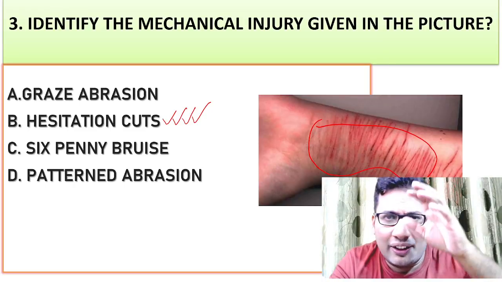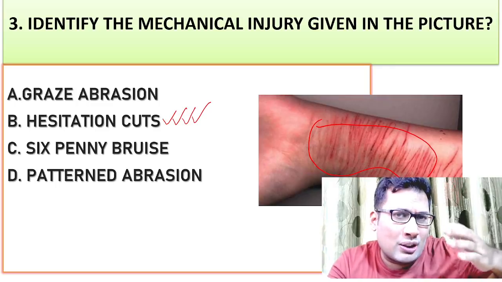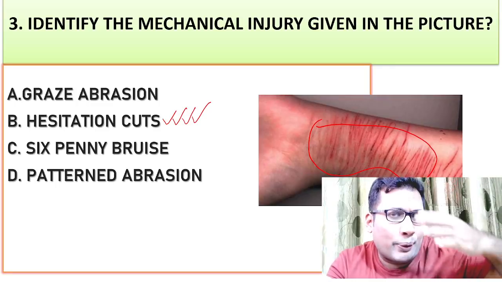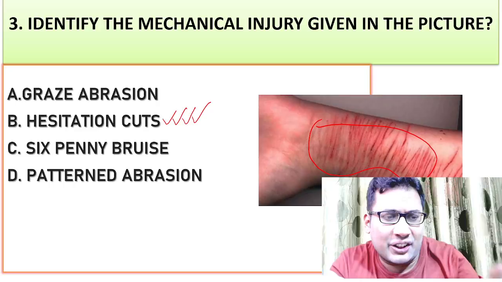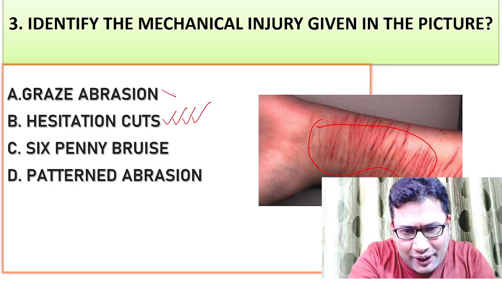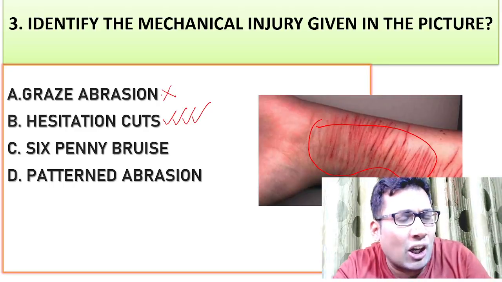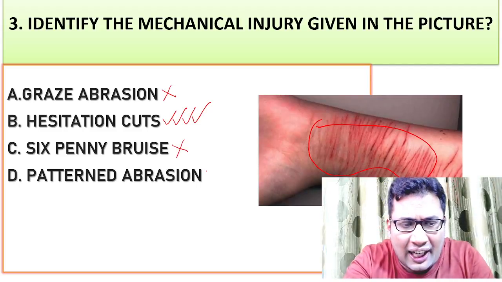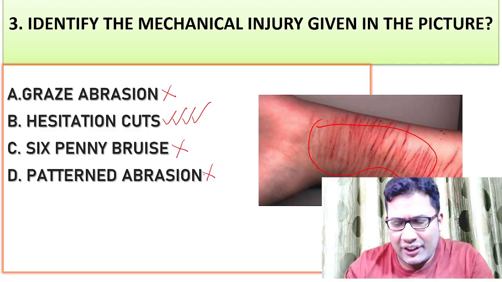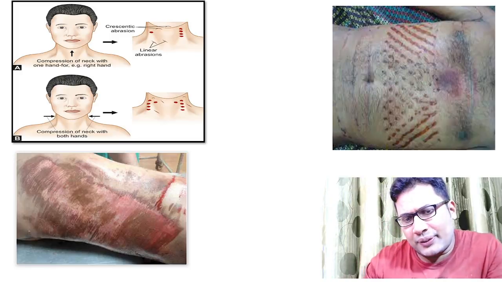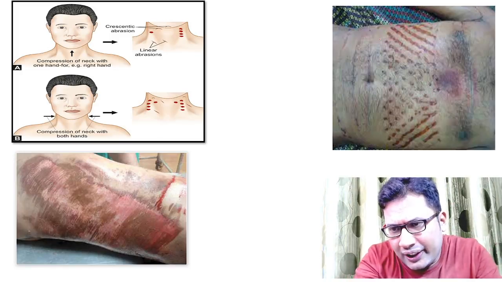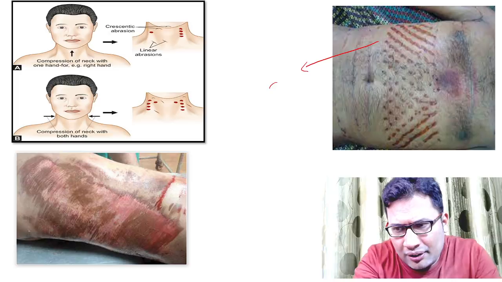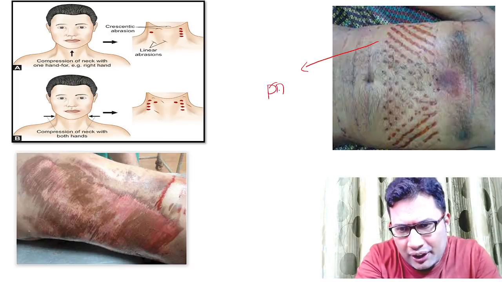Whenever you see a deep injury surrounded by small superficial incised wounds, it is hesitation cuts. So it is not graze abrasion. Let's see how graze abrasion looks. It is not sixpenny bruise. Let's see how it looks in the next slide. And it is not patterned abrasion. Let's see now. So look at this. This is actually a graze abrasion. And see, this is actually the patterned abrasion.